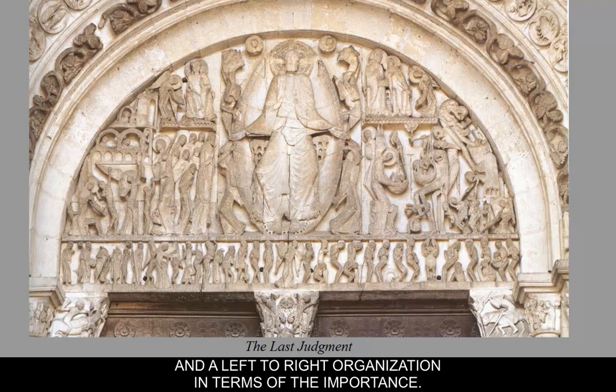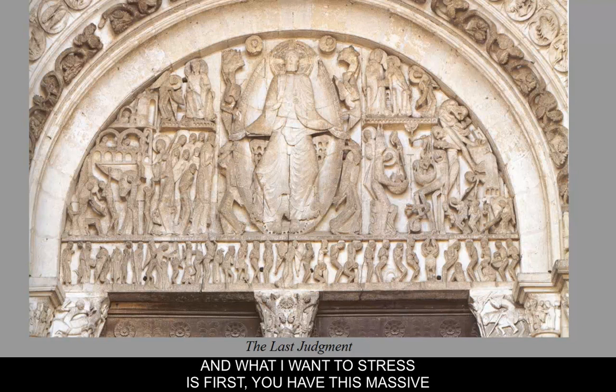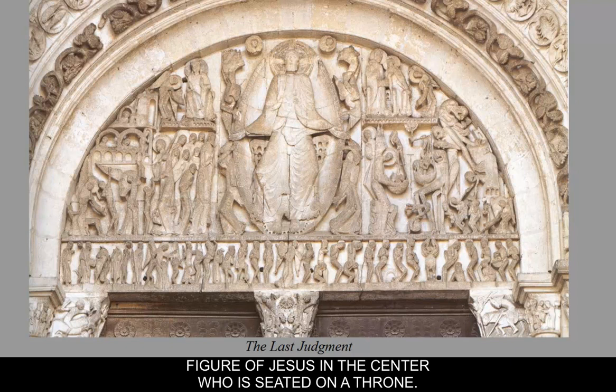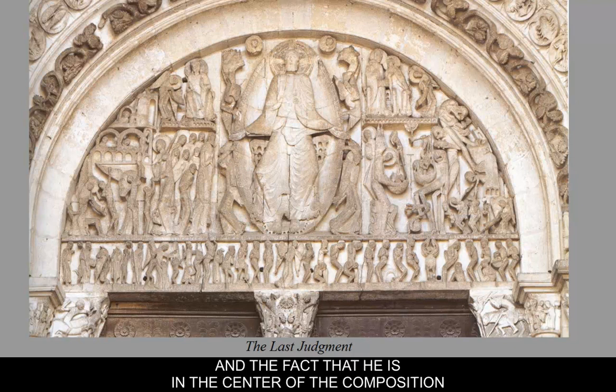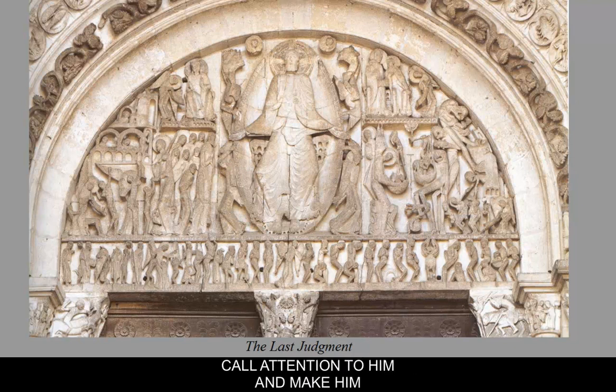Now, the basic organization of it, we have a top to bottom and a left to right organization in terms of the importance. And what I want to stress is, first, you have this massive figure of Jesus in the center who's seated on a throne. It almost looks like he's doing the Charleston here. And he is the largest figure, and he is in the center of the composition. So those two things, the hierarchic scale and the fact that he is in the center of the composition, call attention to him and make him the most important figure.